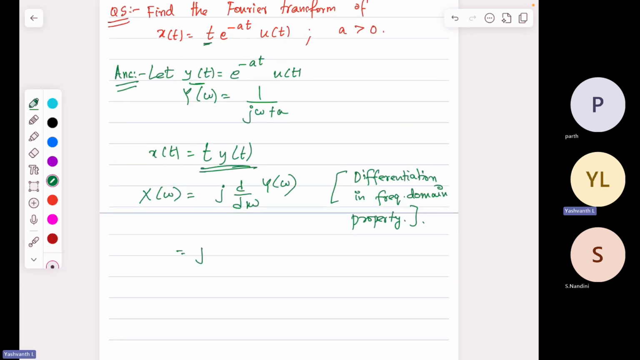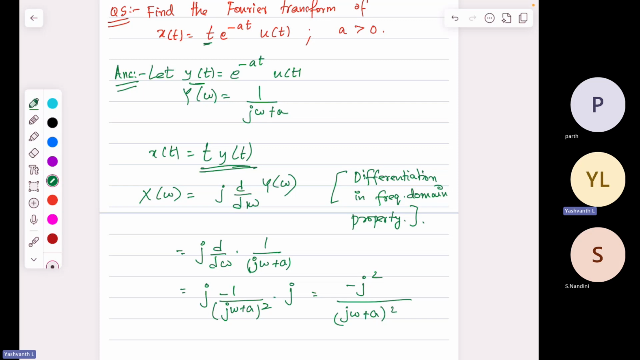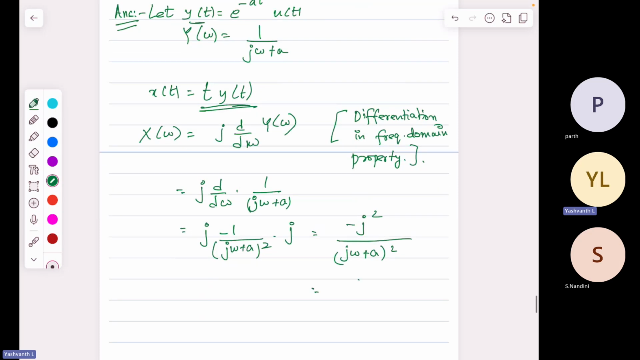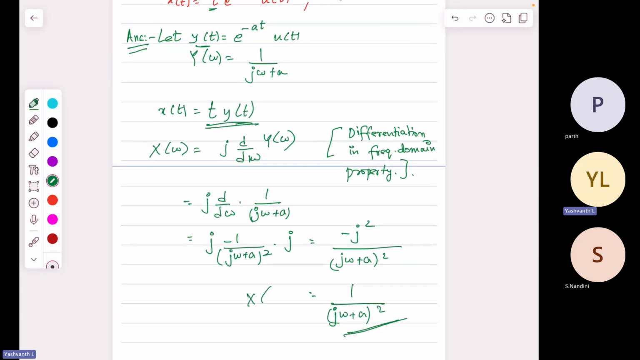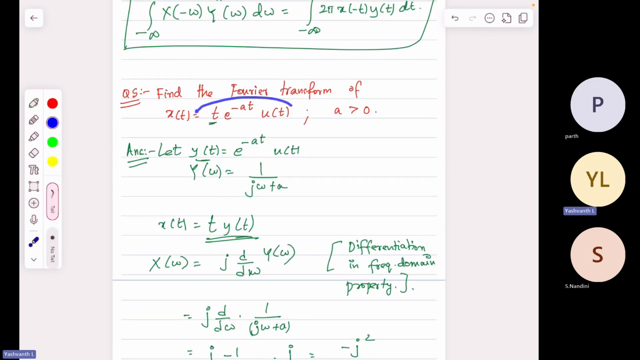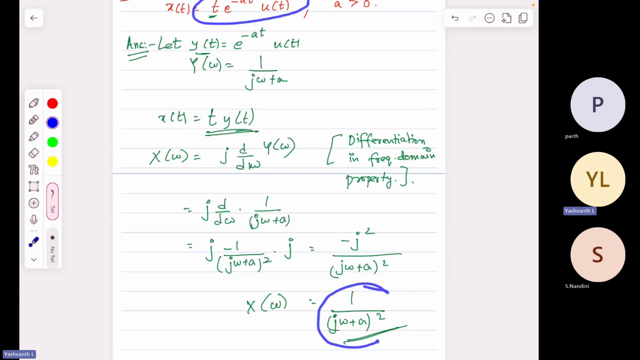So that's all. d by d omega of 1 by j omega plus a, so that's j into, by the chain rule, minus j by j omega plus a the whole square. But j square is minus 1, so minus j square is just plus 1. So that's nothing but 1 by j omega plus a whole square. This is the answer. So if x of t is equal to t into e power minus at u of t, then X of omega is equal to 1 by j omega plus a the whole square. Okay, is this fine?